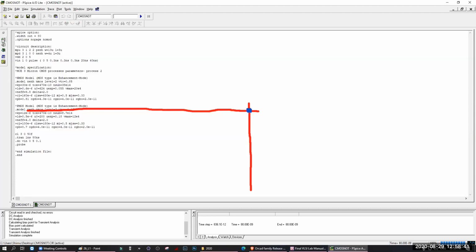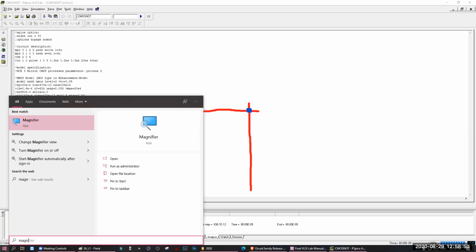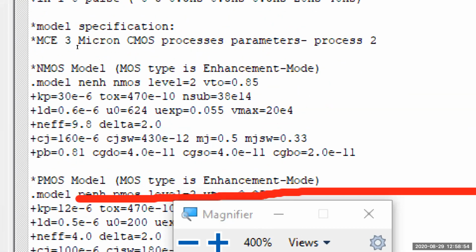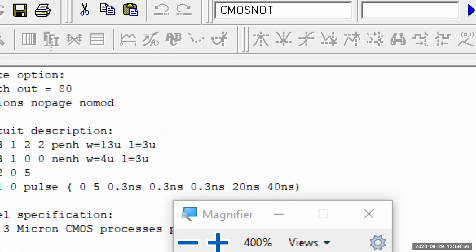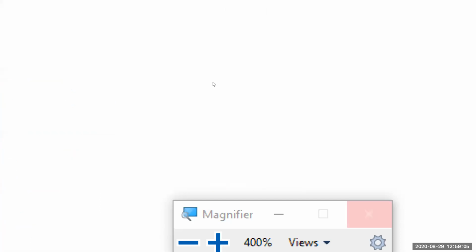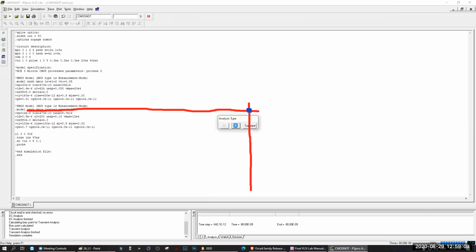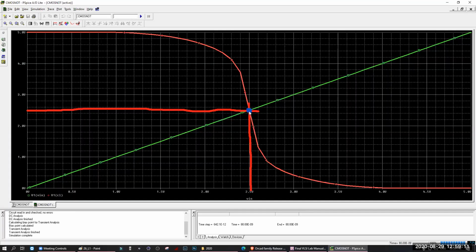How? We can go back and change the width. Which width? Remember the 13. Let me show you with the magnifier. Can you see the 13 and 3, 4 and 3? So I'm going to change the 13 to 12, and run the simulation again. Yes, DC. Can you see it is going exactly through the middle?